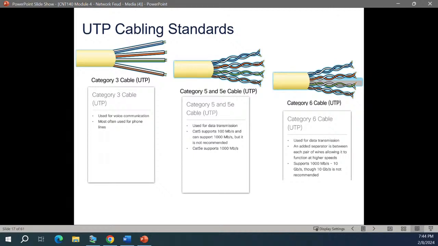It functions at a higher speed, can support 1,000 megabits. If you have Cat 6A, you can do 10 gigabits, but it has to be a 6A. And then Cat 7, 10,000 gigabits. And then we have a Cat 8 now, which is 40.